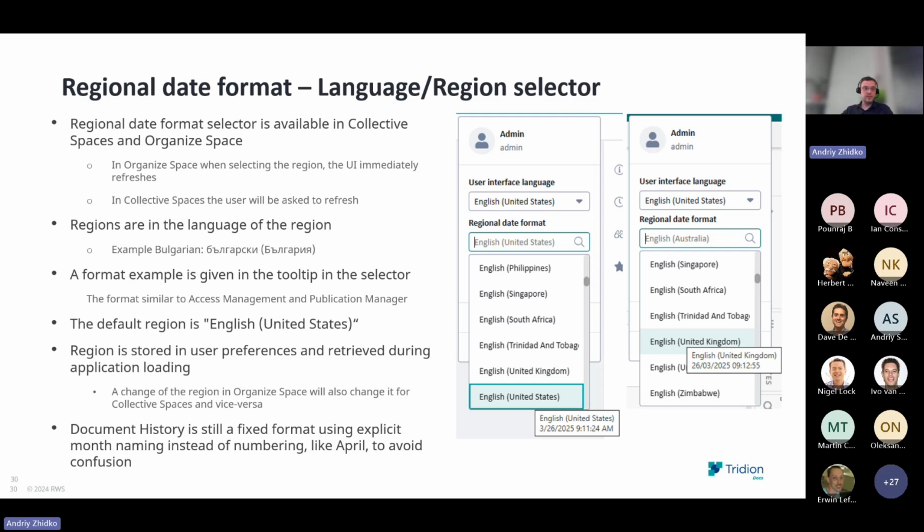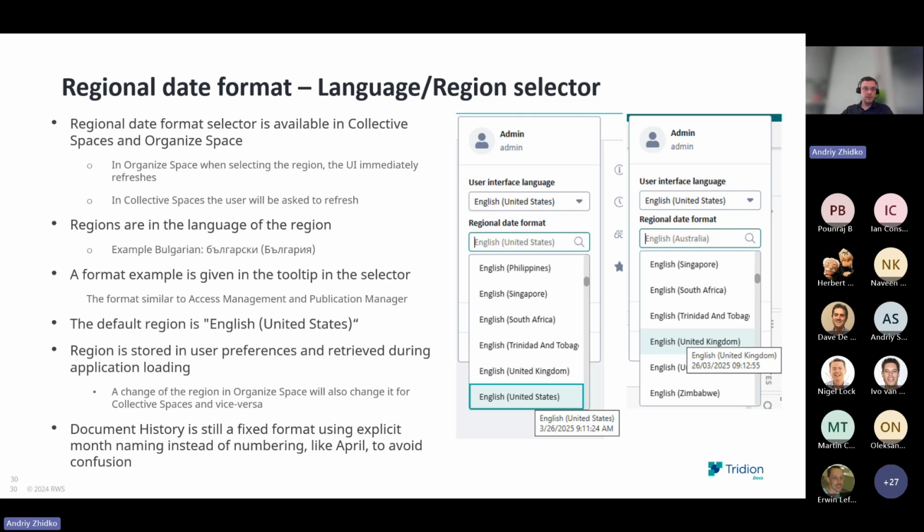This format is similar to access management and publication manager, so it makes the experience for the user the same across different applications of the product. The default region is English United States. So if the user didn't explicitly set the format he or she wants to use, the default one will be English United States.